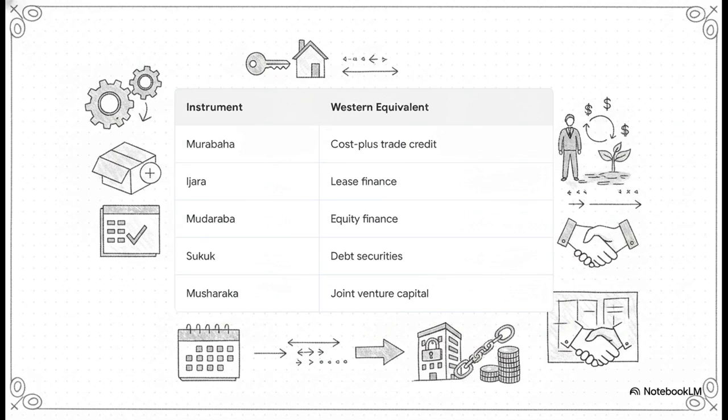So, Murabaha aligns perfectly with cost-plus trade credit. Ijara matches up with lease finance. Mudaraba acts like an equity finance partnership. Sukuk is the equivalent of asset-backed debt securities, and Musharaka mirrors joint venture capital. Let's break down exactly how these operate without charging a single cent of interest.